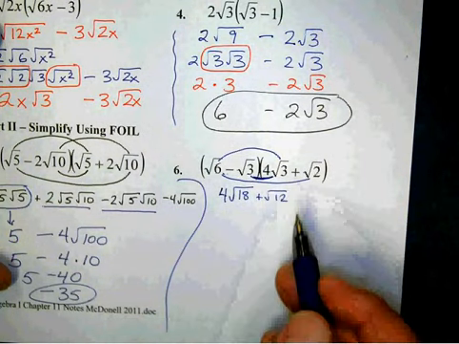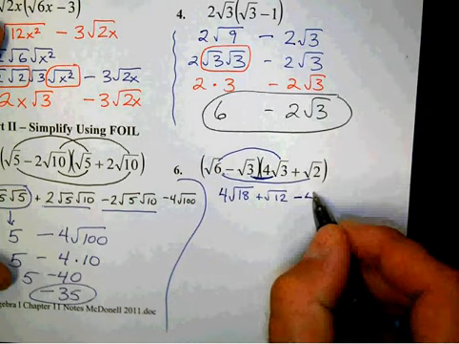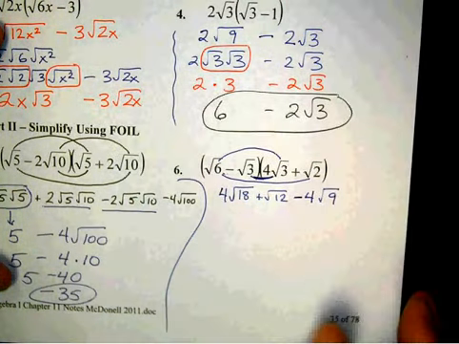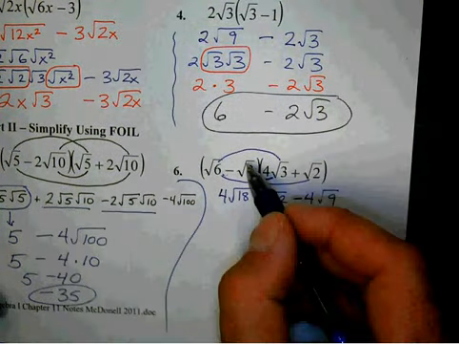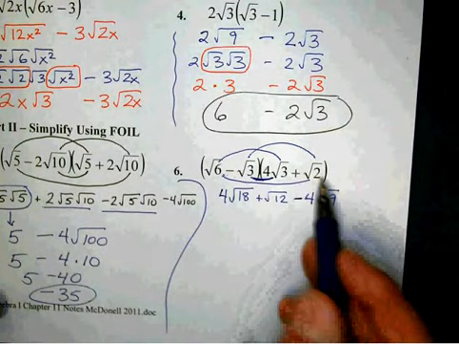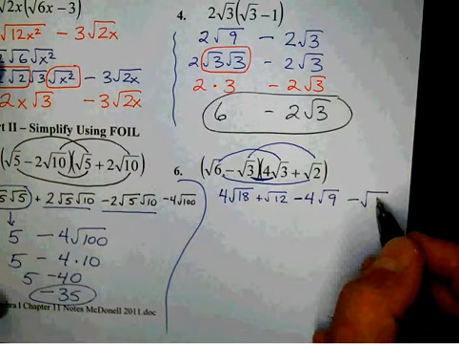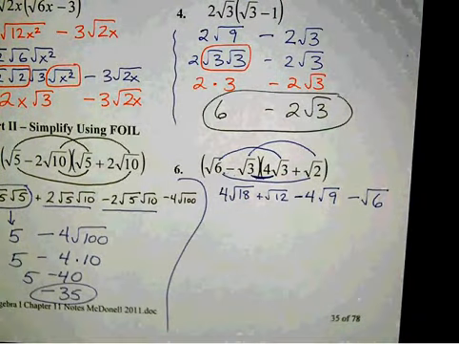Inside now, little smiley face. Negative root 3 times positive 4 root 3. Negative 4 root 9. Multiply the outsides, multiply the insides. Now the other eyebrow. Negative root 3, positive root 2. Subtract root 6. Okay, so there's our FOIL.